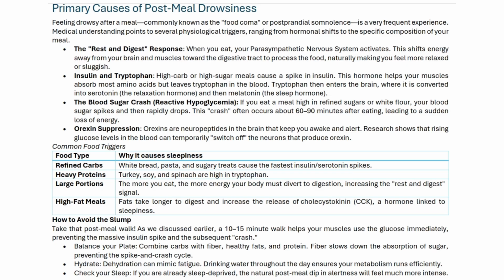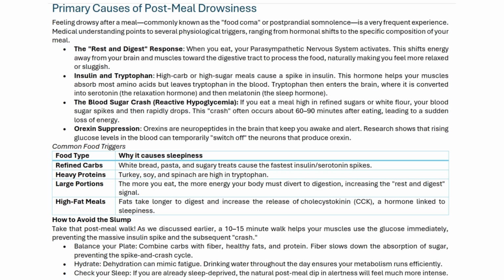Certain food types are particularly associated with post-meal drowsiness. Refined carbohydrates, heavy proteins like turkey and soy, large portion sizes, and high-fat meals can all exacerbate feelings of sleepiness due to their effects on insulin and digestion. To mitigate post-meal drowsiness, engaging in a brief walk of 10 to 15 minutes can help utilize glucose effectively and prevent insulin spikes. Balancing meals by combining carbohydrates with fiber, healthy fats, and proteins can slow sugar absorption and avoid the spike and crash cycle.